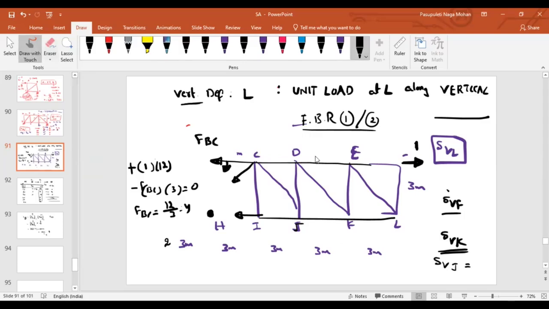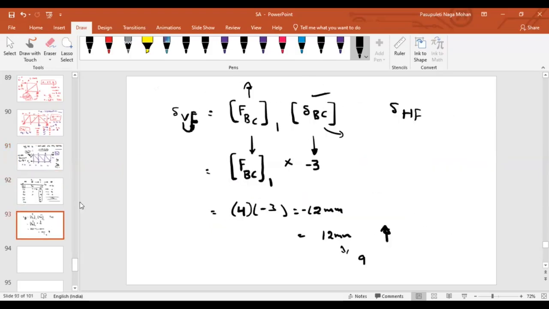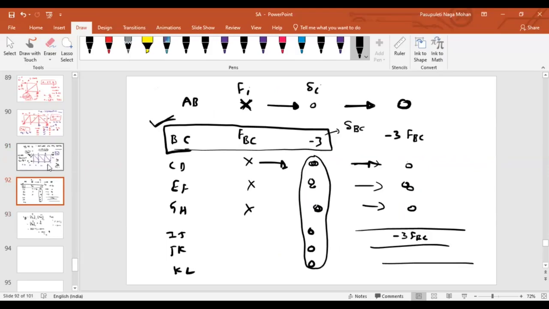Now if you have to find the horizontal deflection at F, I have applied the unit load there. Now what is the force in this member, with a load applied like this? 1, sir. FBC will be equal to positive 1 or negative 1? Positive 1. So what about the net value here? FBC is 1. That will be equal to 1 into minus 3, which is minus 3. What is that minus? Opposite direction.